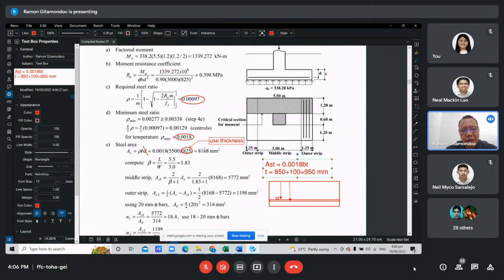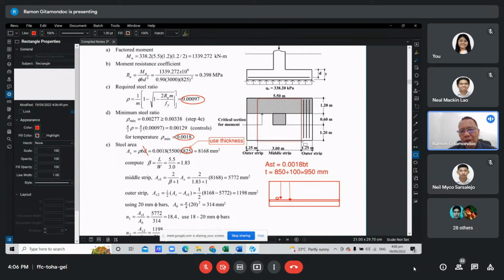For this amount of steel reinforcement, we do not use equal spacing across the short direction. We place more bars at the center strip or the middle strip, and the remaining bars we distribute equally in each of the outer strips. So the question is how many we place in the middle strip and how many in the outer strips. This is the proportion. So first, what is the formula?